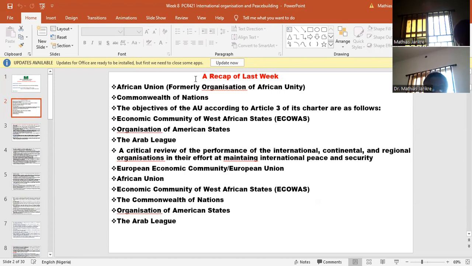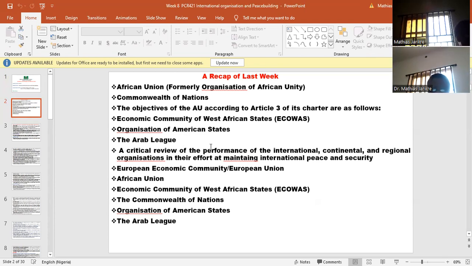Last week, we looked at the African Union, formerly the Organization of African Unity, which was OAU, which is now AU. We looked at the Commonwealth of Nations. We looked at the objectives of the AU, according to Article 3 of its charter, the Economic Community of West African States, ECOWAS, the Organization of American States, and the Arab League.